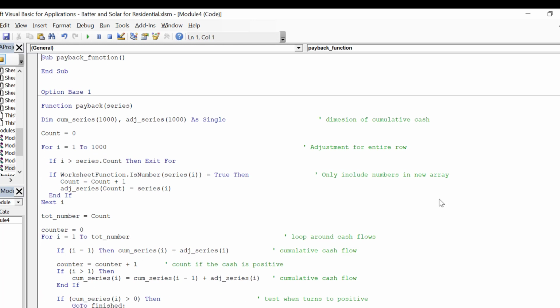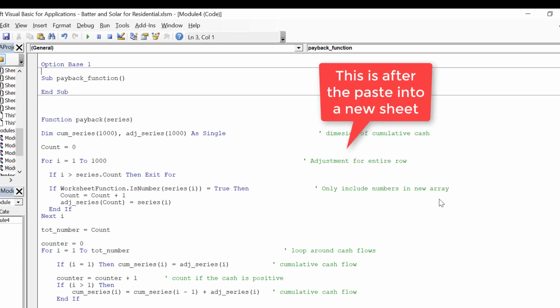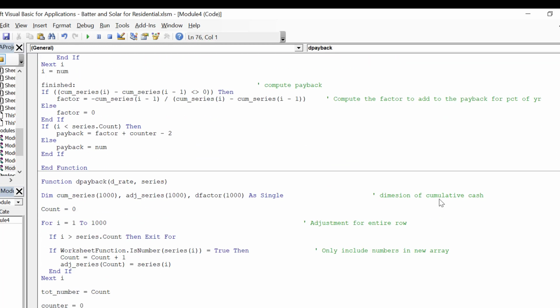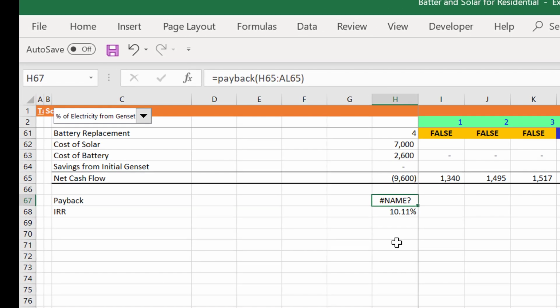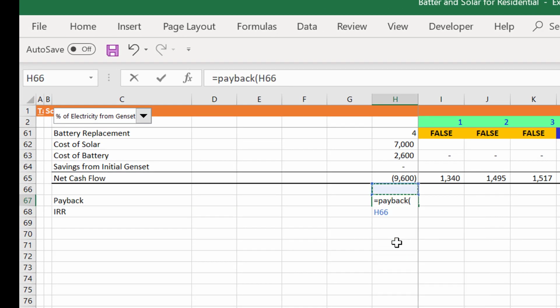Now, if you do this, there is something slightly, you should put Option Base 1 at the beginning of this. Okay, not at the end. This is for working through arrays, and you can see how this thing works, and it's a payback function, and there's a discounted payback function. That gives you what it does. It gives you the fraction of the year in which the payback occurs.